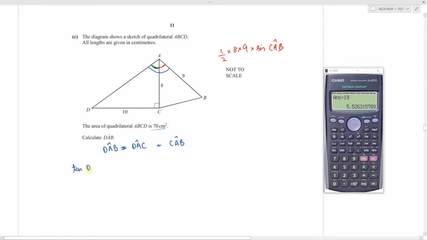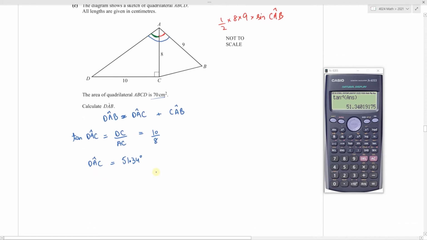So now let's first calculate this angle DAC. Tan of angle DAC equals perpendicular over base, which is DC over AC, which is 10 divided by 8. So angle DAC will be tan inverse of 10 divided by 8. So 51.34 degrees. So we have found this.